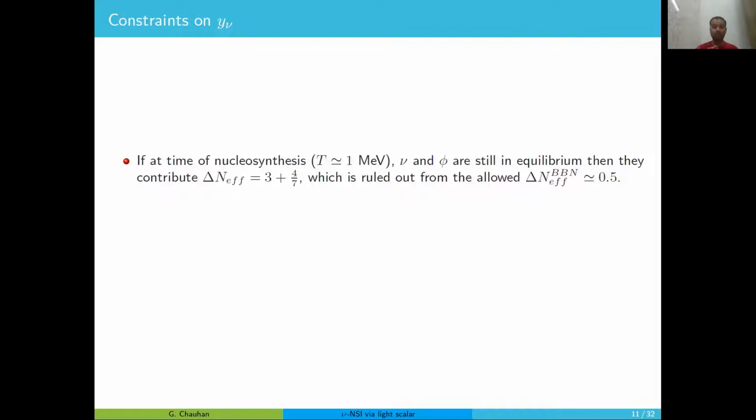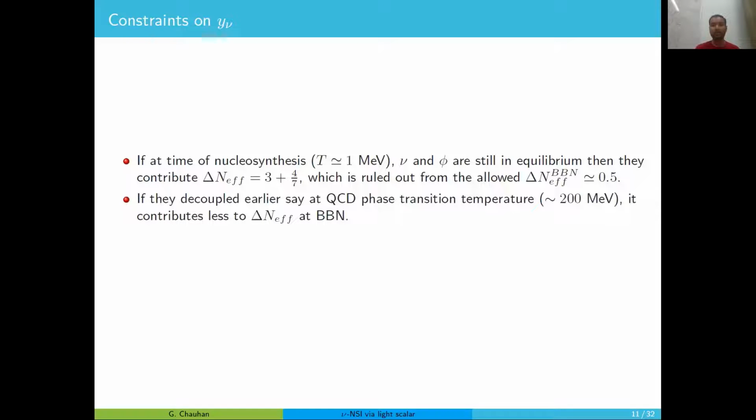So what you do is you posit that they decouple at some earlier scale from the standard model plasma, say for example 200 MeV, at the time of the QCD phase transition temperature, and then they contribute very little at the time of BBN. If we do this, we get a very strong limit on Y nu even then, which is around 10 to the power minus 10. And this is the quantity that I'll be using in my plot for this coupling of the neutrinos to phi.